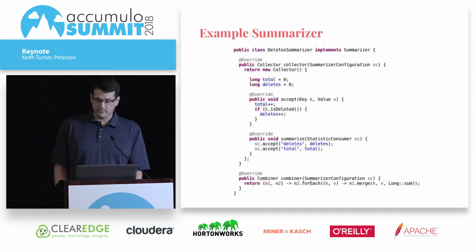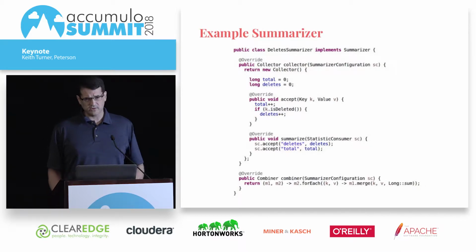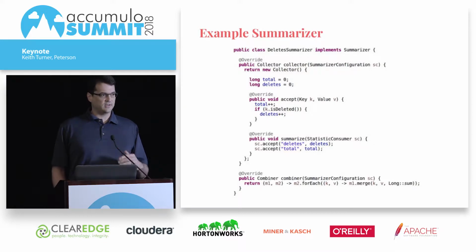This is an example summarizer. It shows the delete summarizer that I was talking about that counts deletes in a table. And summarizers have two parts. The first part is a collector, and the collector is what sees all the data that's written to an R file.